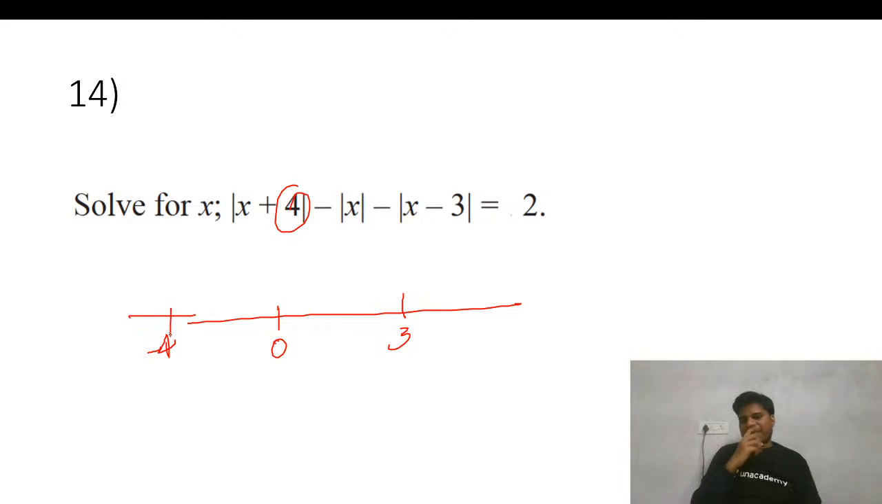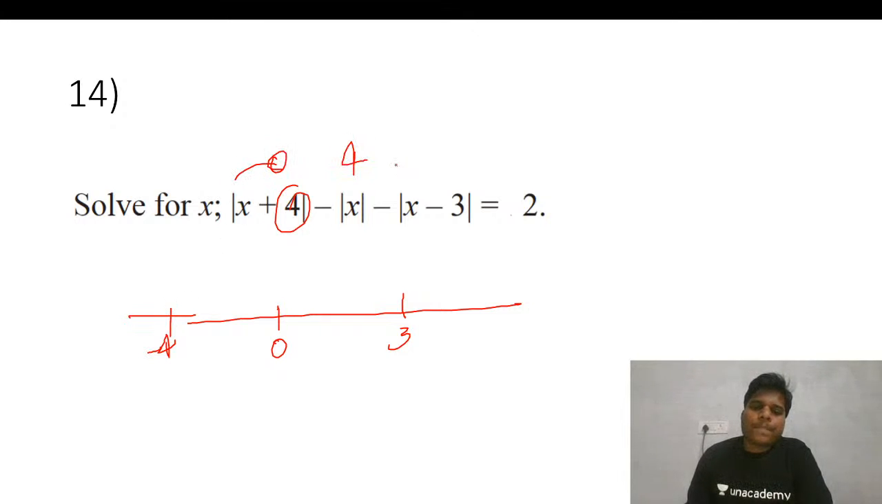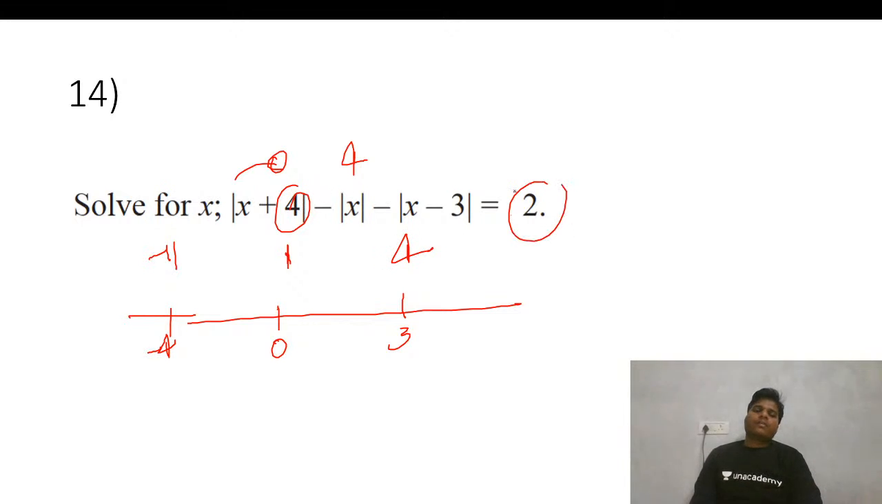-4, 0, 3 here, these are the critical points. So now just find the value of this expression at -4. So this is 0, 4 and minus 11. At 0, 4, 3, 1. Okay, at 3 this is 4, and we need to check for the 2.